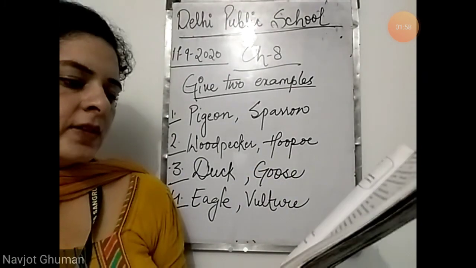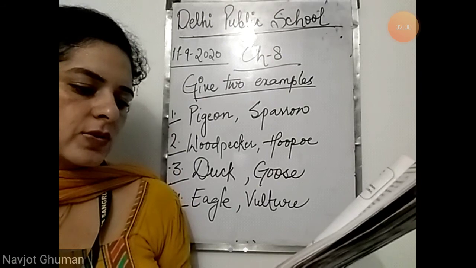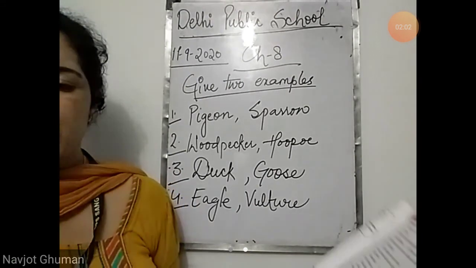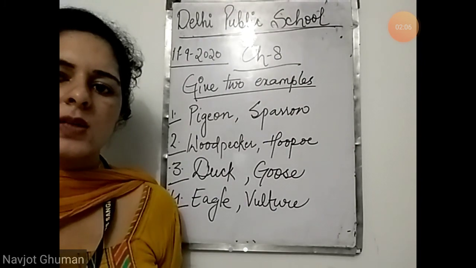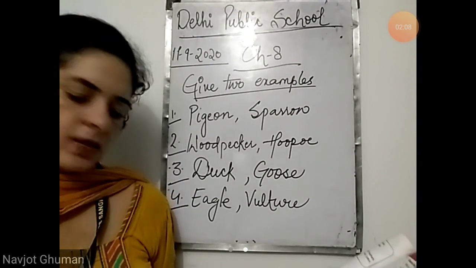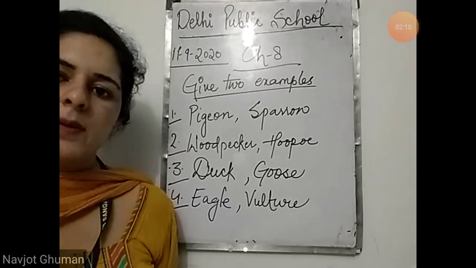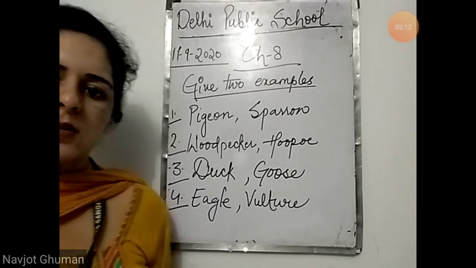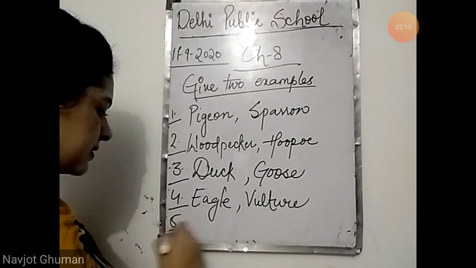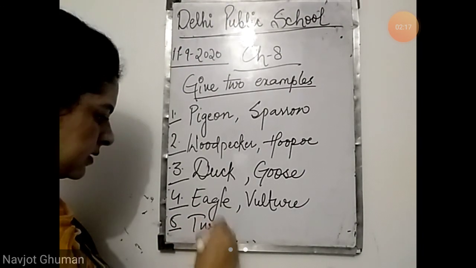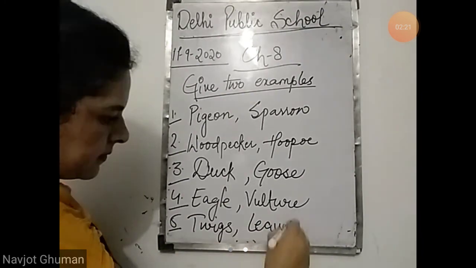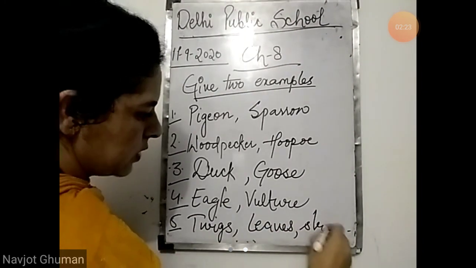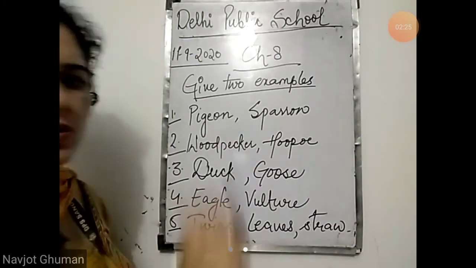Next is things that birds use to make nests. Birds use leaves, twigs, grass, and straw to make their nest. Any two you can write. Write twigs, easy for you, leaves, or write straw. You can write straw also, grass also.